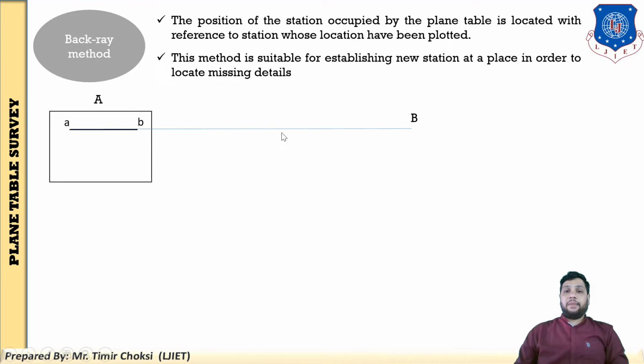Okay, so A and B, this is the line, right and wrong. You are only checking. Not plotting. Why not plotting? Because in the resection method, the points A and B are already plotted on the drawing sheet. But set up the plane table at A with respect to orientation with respect to B.